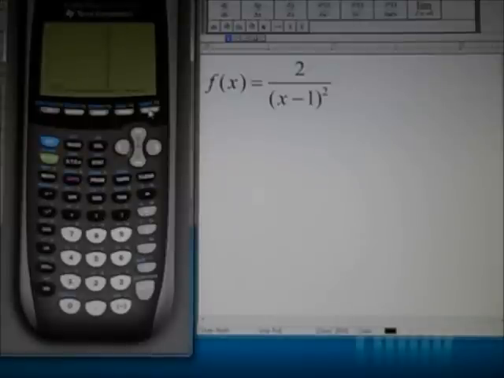And let's graph it. So you can see my window is definitely messed up, so I'm going to go ahead and just change my window. Let's try to change it. How about -5 to 5? And then I'll change my y's to be the same. -5 to 5.